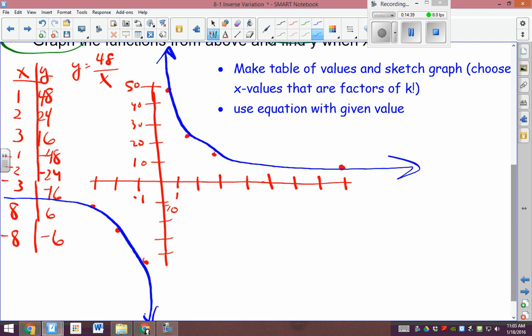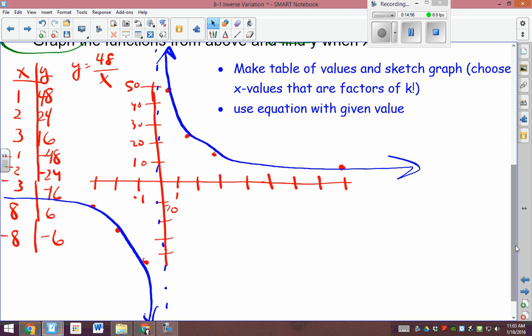Yeah, and it's not going to cross over the axes. Oh, because this is called an asymptote. All right, so you'll notice we did a pretty general sketch here. We changed the scale and things like that. That's fine. That's just a general idea at this point.